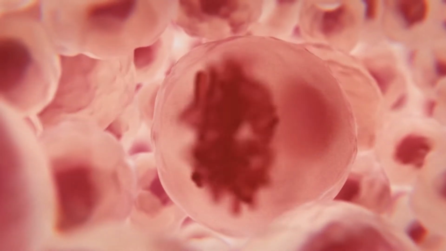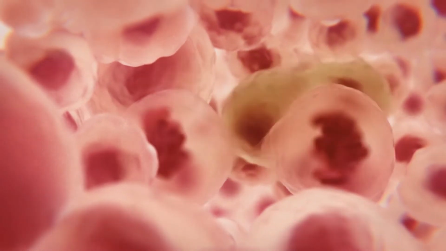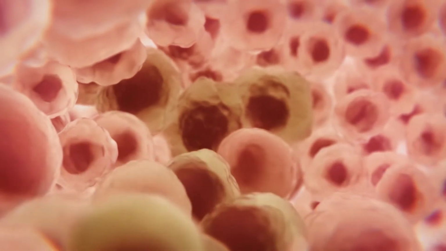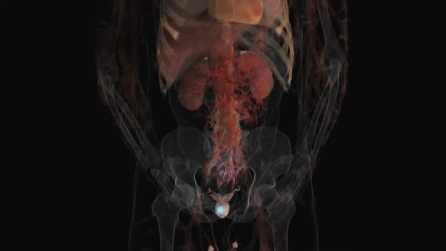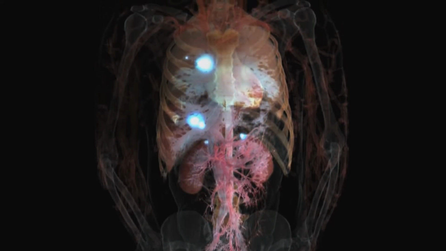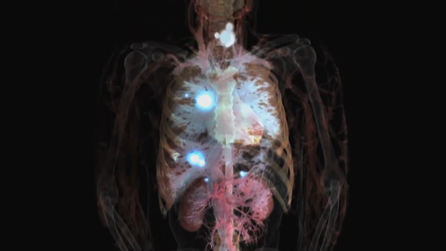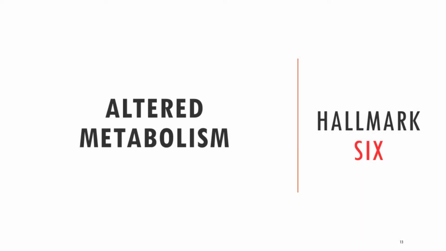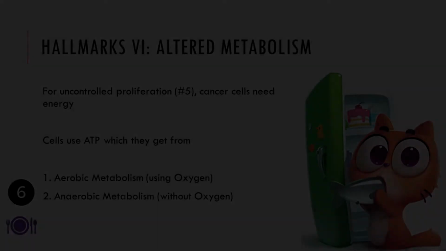And these cells start dividing rapidly, as we studied in hallmark number 5, that these cells get signals to grow. And when a cell has to grow, they release some sort of factors and metabolites. And now that these cells are growing, they would require energy. So our 6th hallmark deals with altered metabolism. And we are going to discuss how cancer cells fulfill their need for energy when they're rapidly growing.